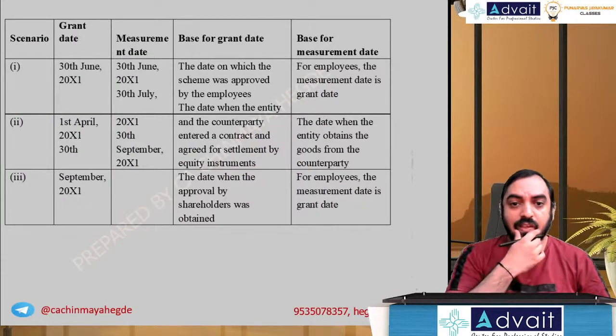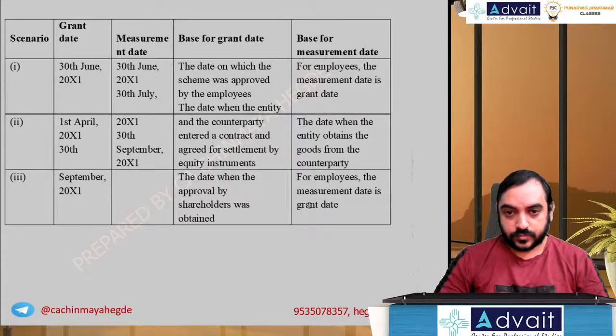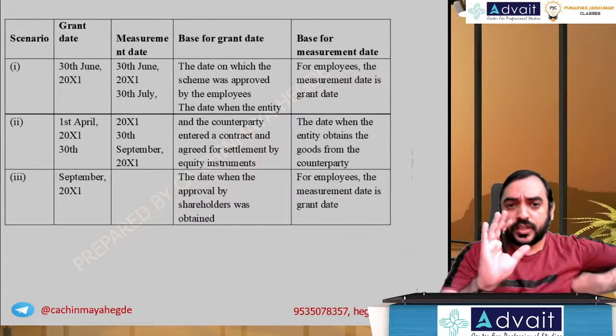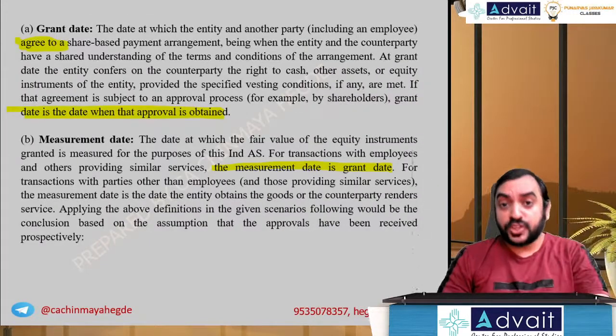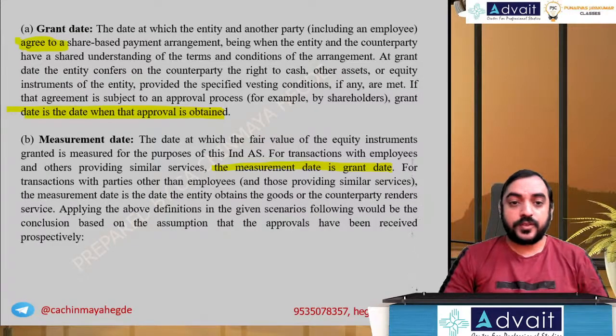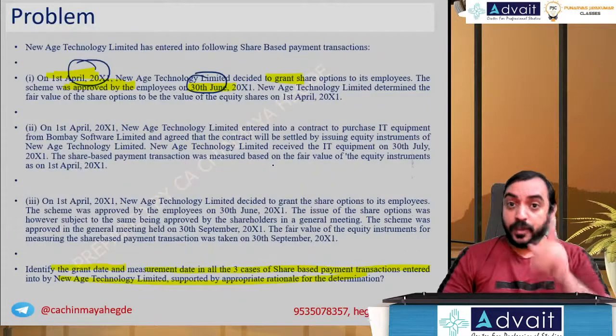Okay, next part, let's read the next sentence. So for this, both are 30th of June. Grant date is 30th of June, because when the approval is to be obtained, that becomes the grant date. So approval is obtained, grant date, and the measurement date is the grant date. So grant date is 30th of June, and measurement date is also 30th of June for this purpose, employees.